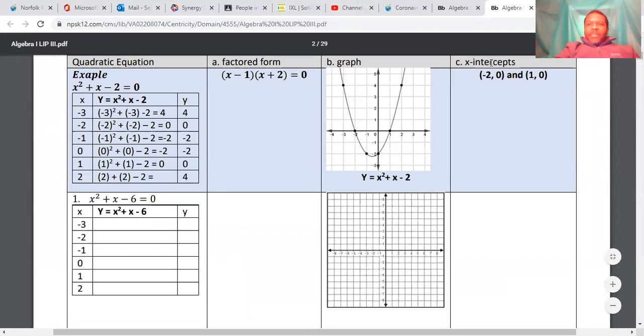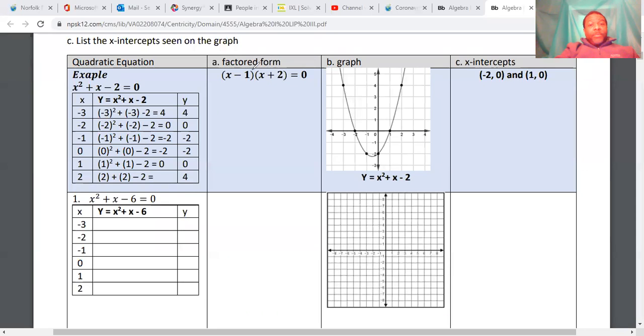Now, this might seem a little challenging because in Algebra 1, Year 1, we didn't get a chance to do this. So this is going to be kind of brand new for a lot of our students. And so we understand that it's going to be kind of brand new for you. Trust me, it's brand new. All right.